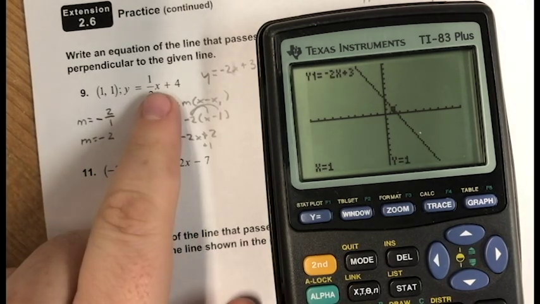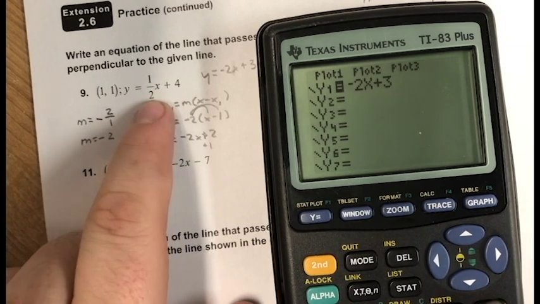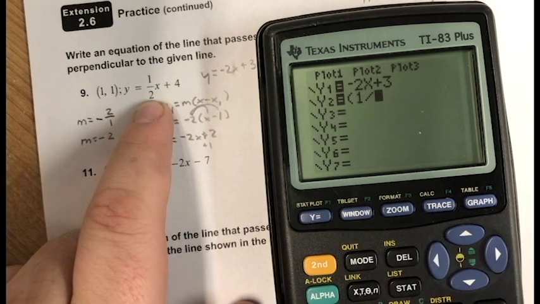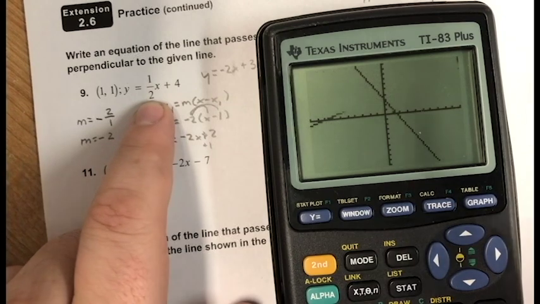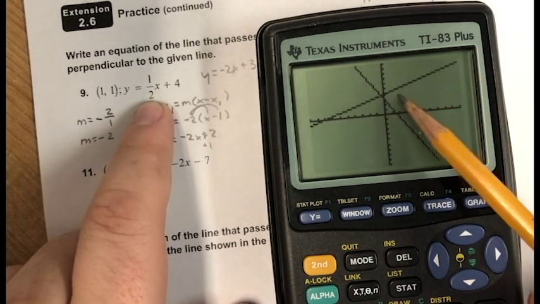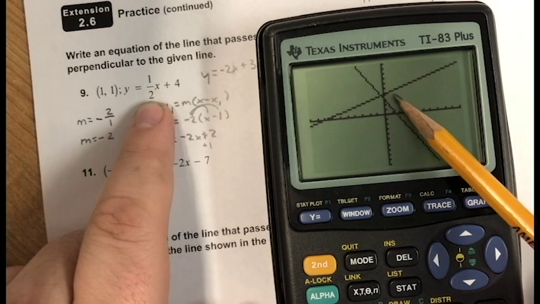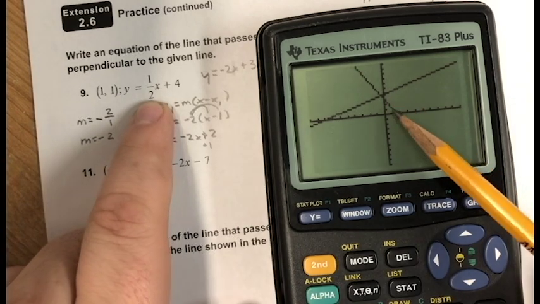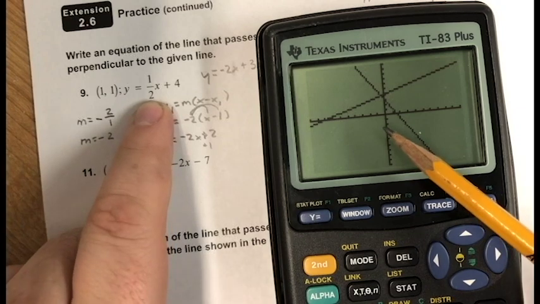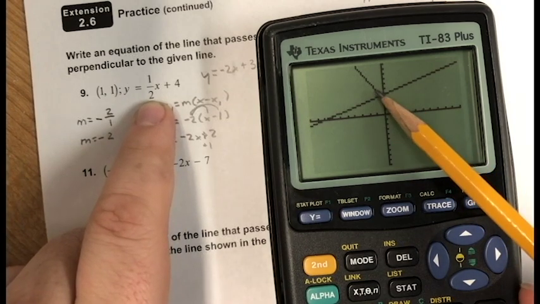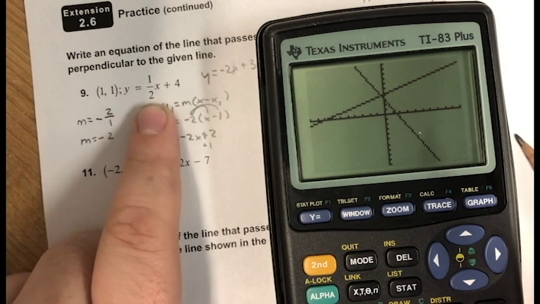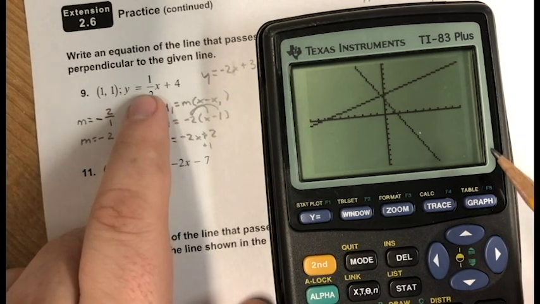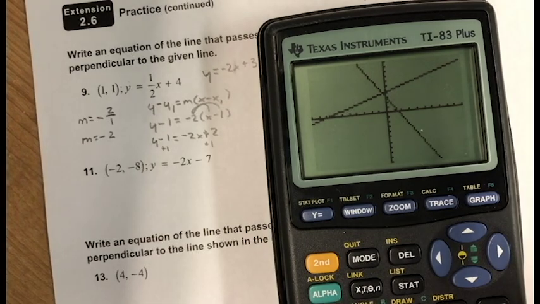And if we want to, we can do something else. We can put this equation in as well by saying 1/2 x plus 4, and if we graph it, you should see that it crosses. Now, our problem is it doesn't look like a 90-degree angle. This is why we have to multiply the slopes. I can't eyeball this and say that this is a 90-degree angle, but I do know as a fact that if I multiply my two slopes, I am indeed getting two perpendicular lines.